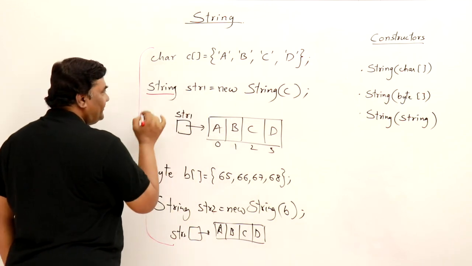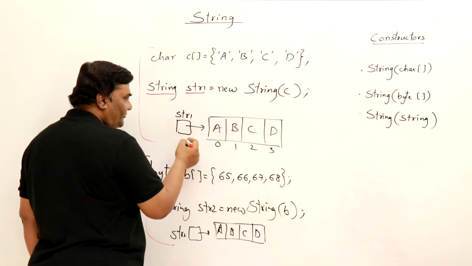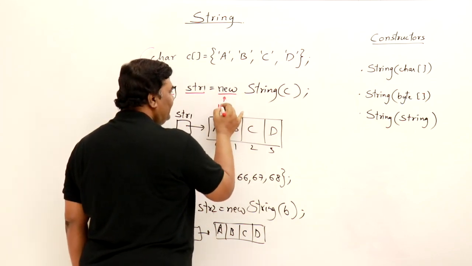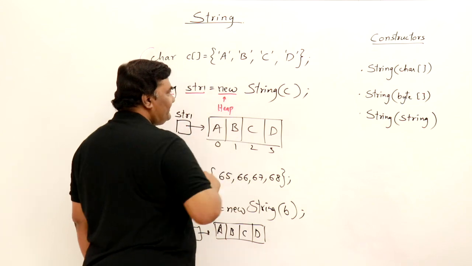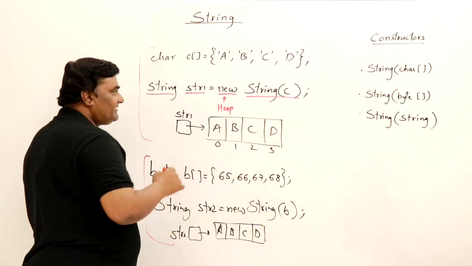This is the class name of a string. This is a reference. Reference means it holds the object or points to the object. New means an object will be created in heap. This means the object is created in a heap. And this is the constructor which will be called once the object is created.